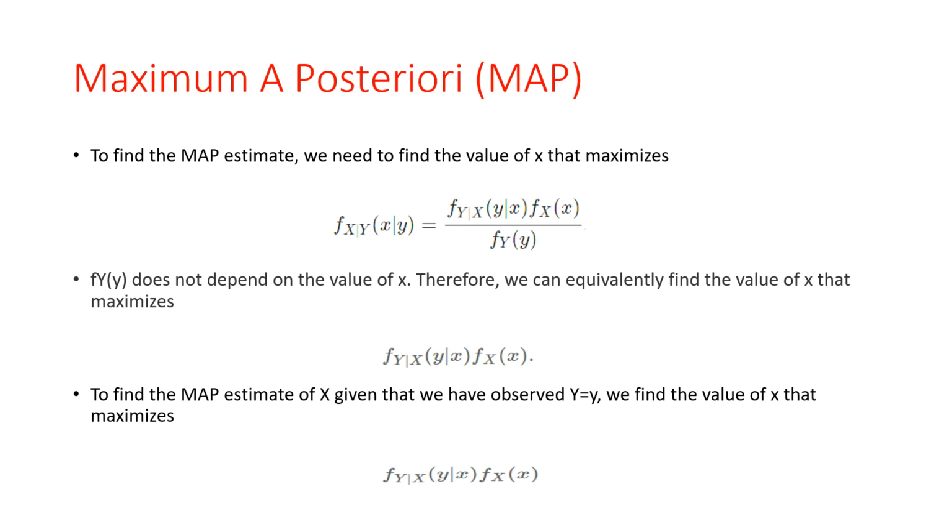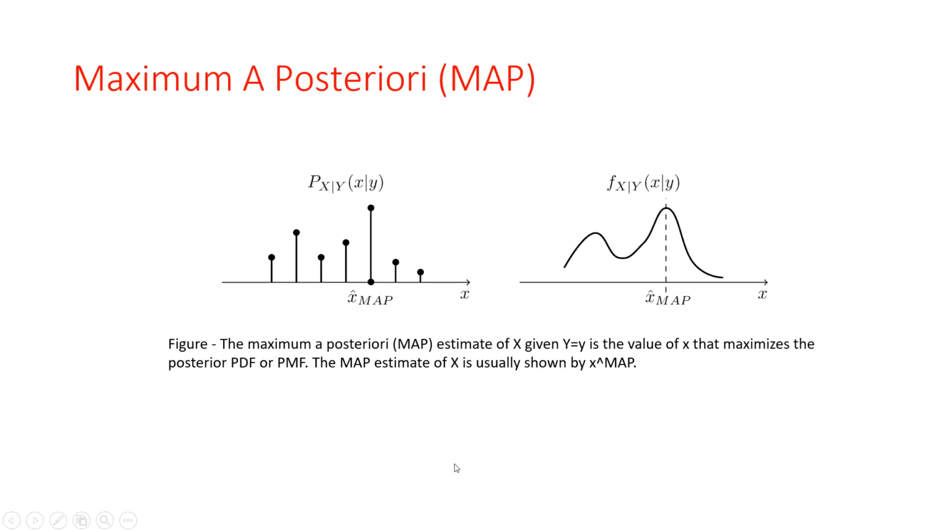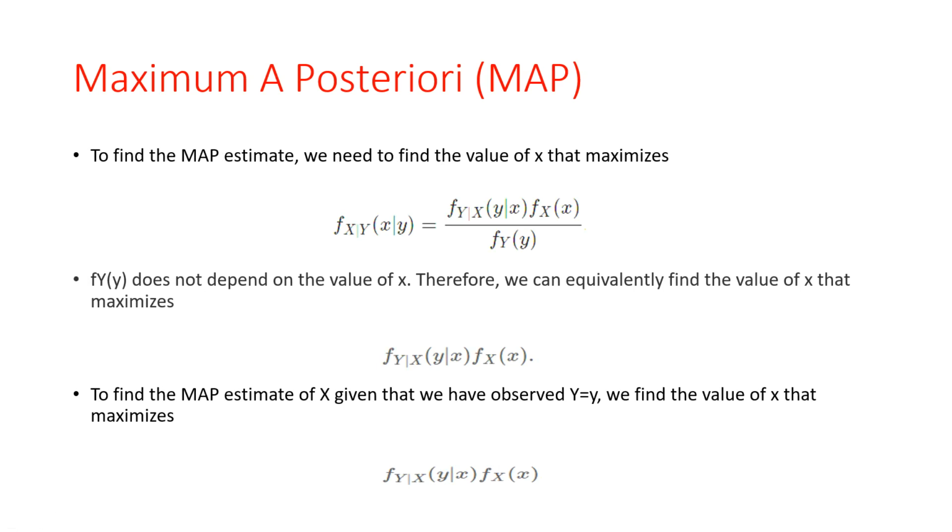So to find the MAP estimation of x, given that we have observed Y equal to y, we find the value of x that maximizes what? f of y given x, into f of x. So if either x or y is discrete, we replace its PDF in this equation. Similarly, just as we found it for the continuous case, it will be the same for the discrete case.